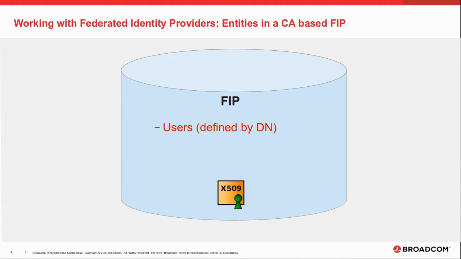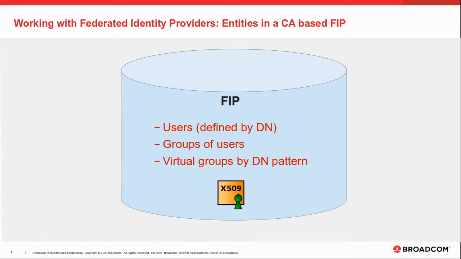First off is going to be a user, and a user in a FIP is simply defined by the distinguishing name that is the subject of the certificate. So adding a new user into a federated identity provider only requires the DN. Of course, once we have a few users in our FIP, we can create a group of those users for authentication.